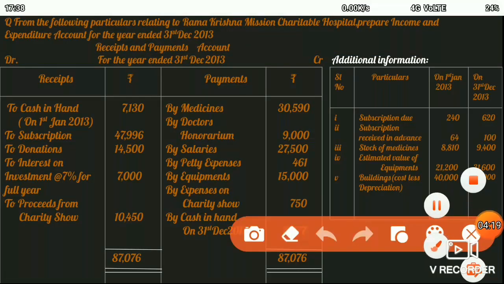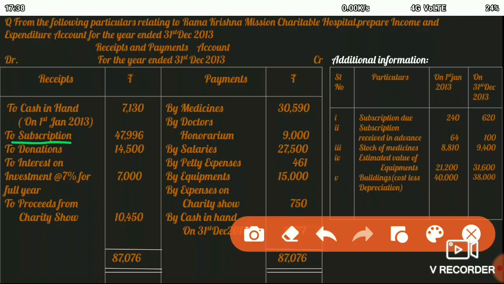Now let me start from the income side first. So for taking the incomes, let me start with the ones which have adjustments. So let me start with subscription. Now subscription, when we take in the income and expenditure account on our income side, we can see that the total cash received as subscription is 47,996.